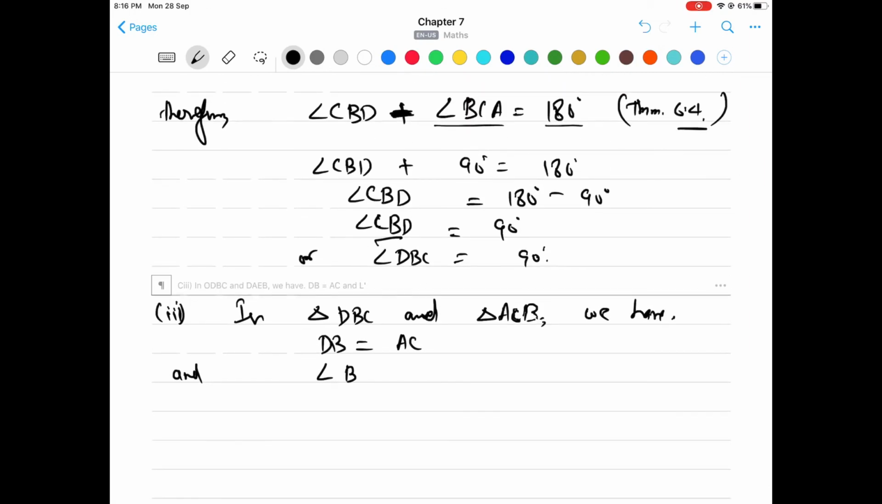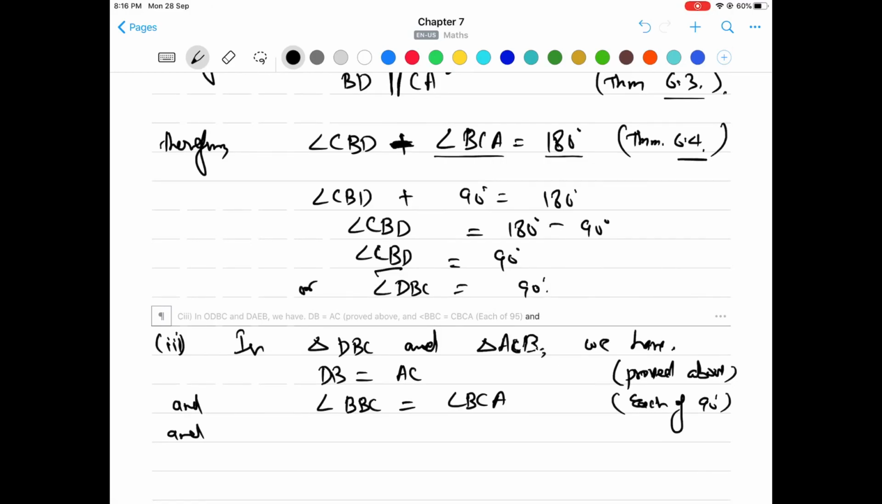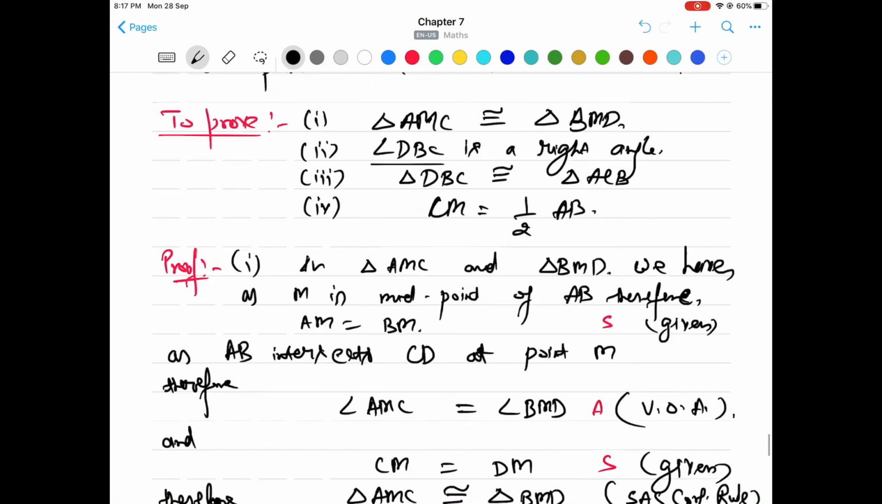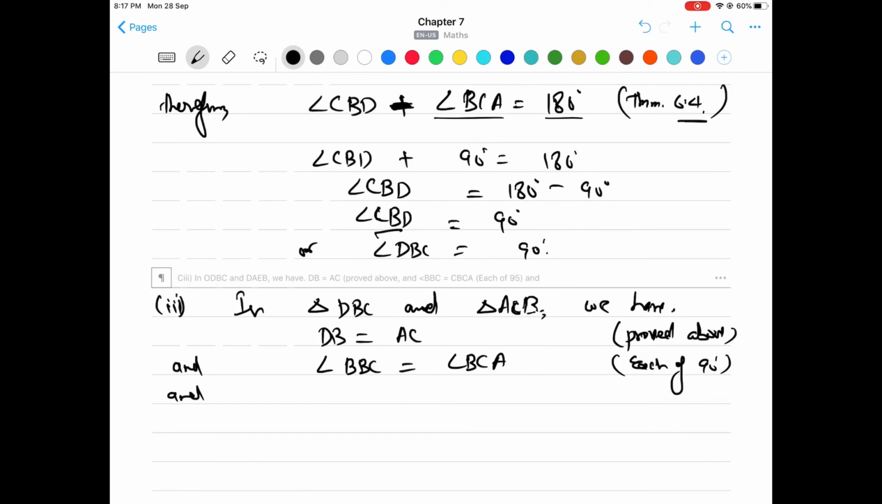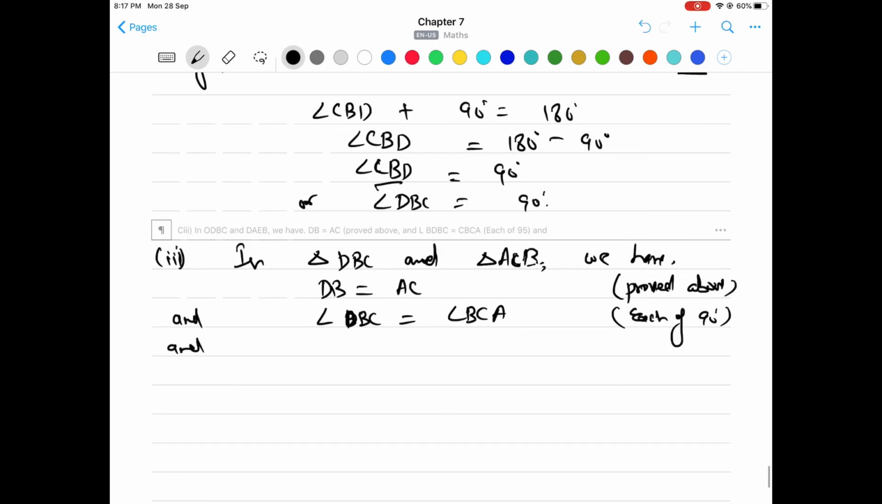And angle DBC is equal to angle BCA, each of 90 degrees. This is proved above. And we have the base of both triangles, BC is equal to BC. This is DBC, right? And the side BC is equal to BC, which is common for both the triangles.